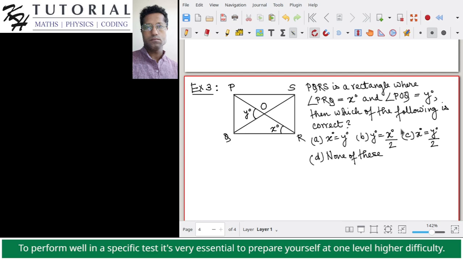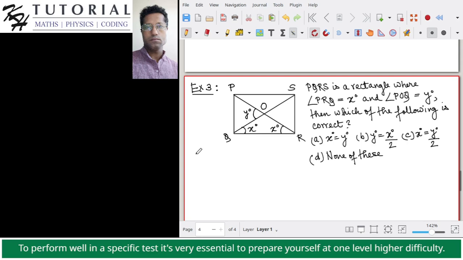All the choices, the relation between x and y, are given. We have to select the correct relation between x and y. Now clearly, we know from the property of the rectangle that on each side we have an isosceles triangle formed with the point of intersection of the diagonals. So definitely this angle will also be x degree.